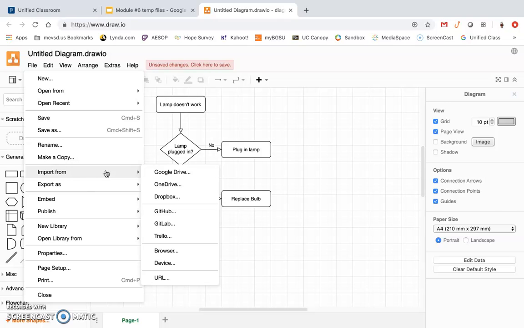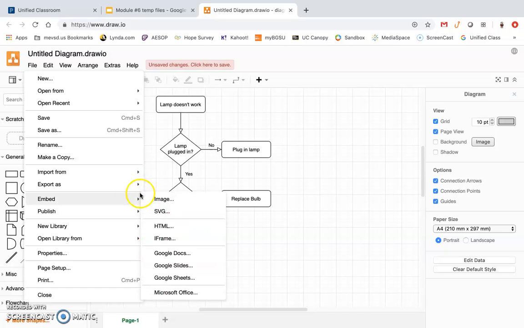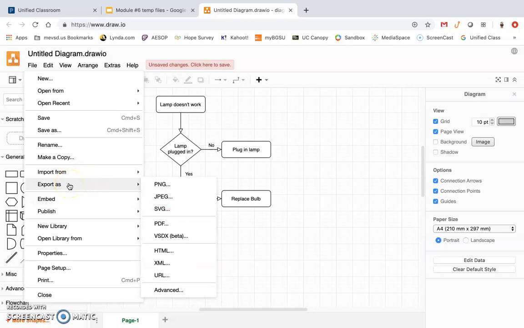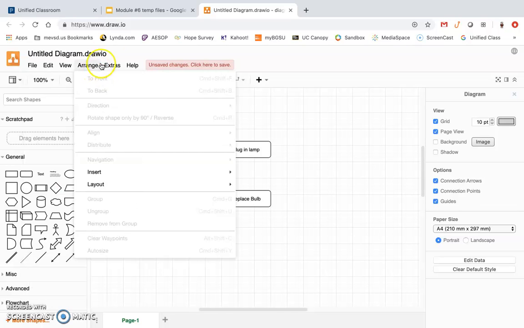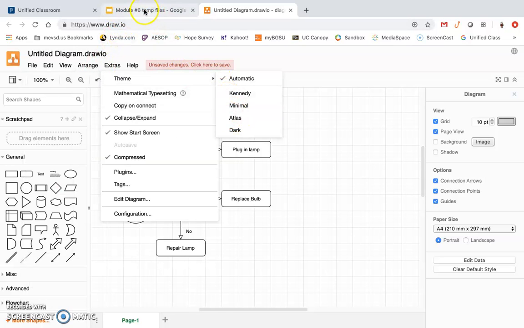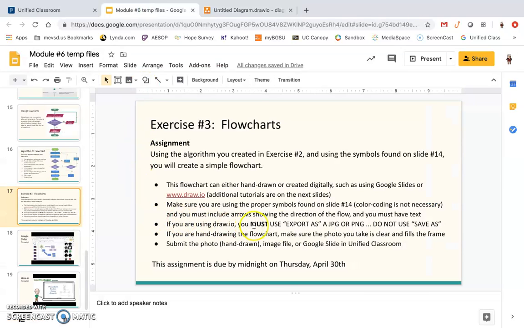But as long as you're exporting it as either an image file or PDF, those are the three I would recommend. Don't do any of the other ones, because I won't be able to easily open them up when you submit them in Unified Classroom. So that's my big warning if you use draw.io. Must use export as JPEG or PNG. Again, you could also do PDF if you want. Do not use save as.